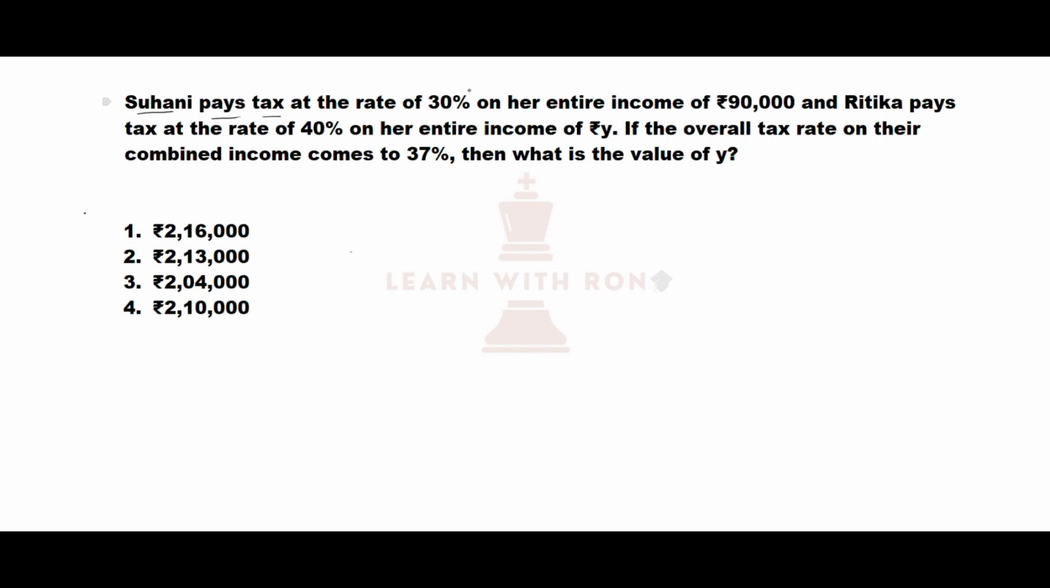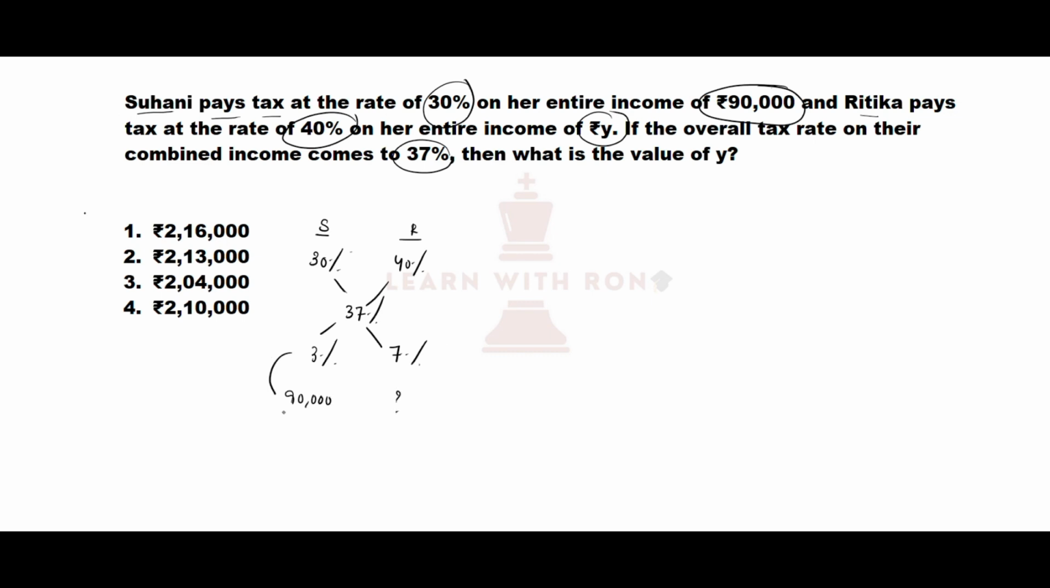Suhani pays tax 30% on her entire income of 90,000 and Ritika pays tax 40% on her entire income Y. If overall tax on their combined income 37%, they asked us to find Ritika's income. See, Suhani 30% tax, Ritika 40% tax, combined 37% tax. See here, 37 minus 30, 7%, and 40 minus 37, 3%, and they have given Suhani's income as 90,000. They asked us to find Ritika's income.